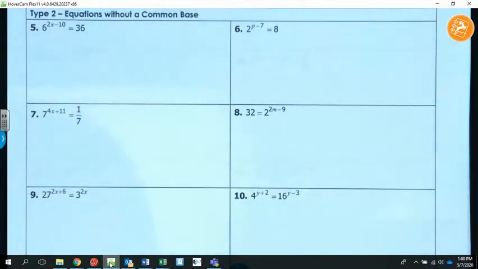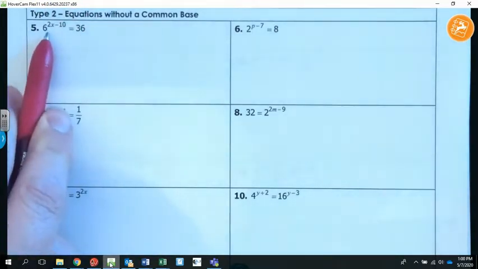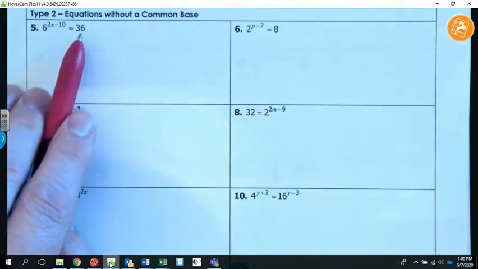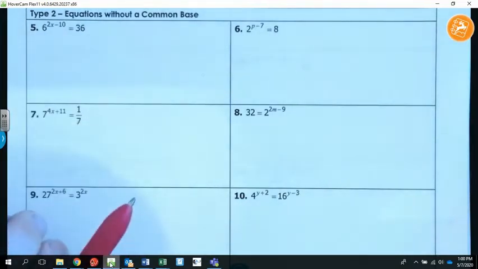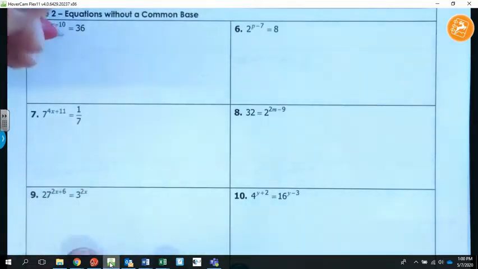For today's notes, we are solving exponential equations where the base is not the same on the left or right hand side, so you have to find a way to get the bases to become the same. So in other words, when we look at this question right here, we have 6 as a lower number for the base. Is there a way to get 36 to become 6 raised to a power? Well, we know that 6 squared is 36, so we're going to deal with that.